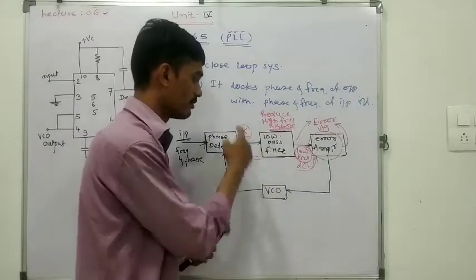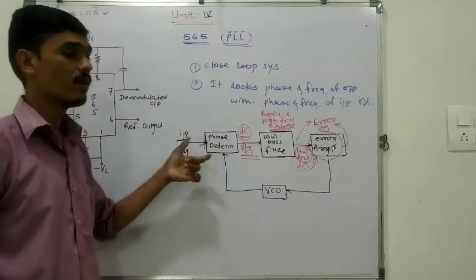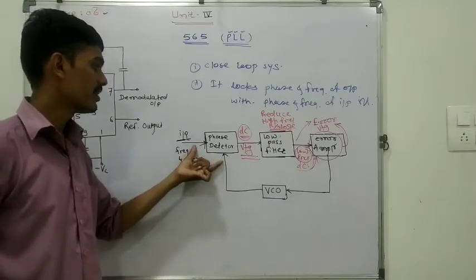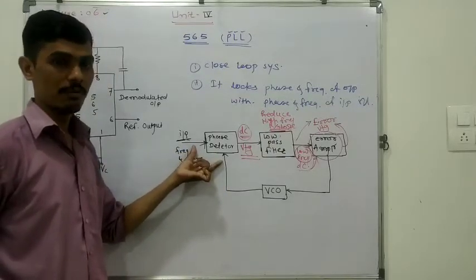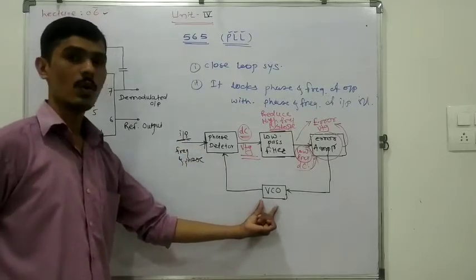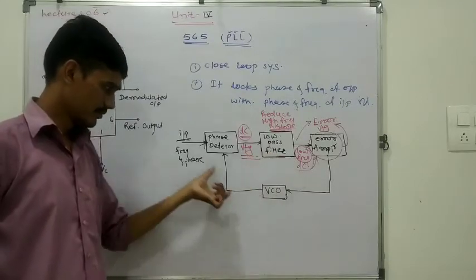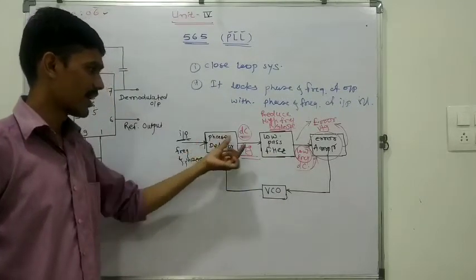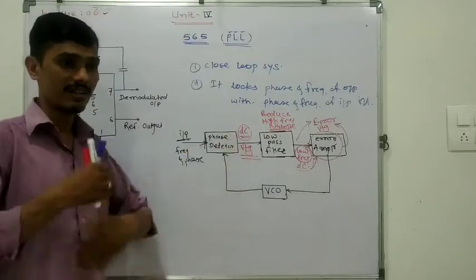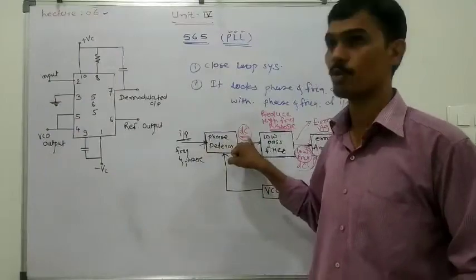Now the output of the voltage control oscillator is given to the phase detector. Again here it compares the two inputs, which are the original signal and the second one coming from the voltage control oscillator. Ultimately the phase detector will again generate some DC signal. This cycle is continuous until we get a zero signal at this output.